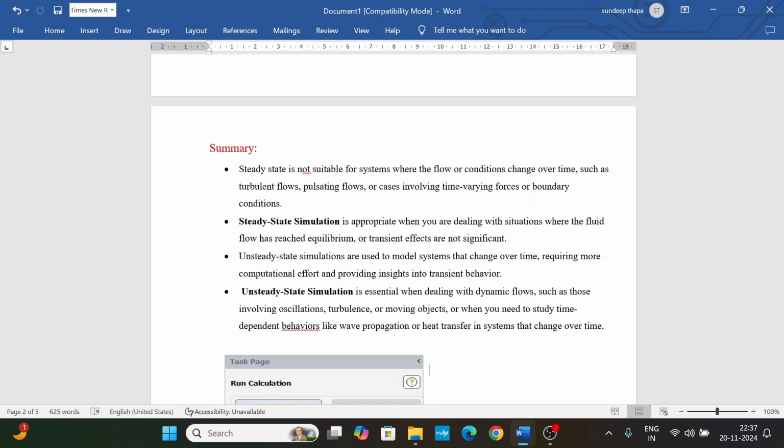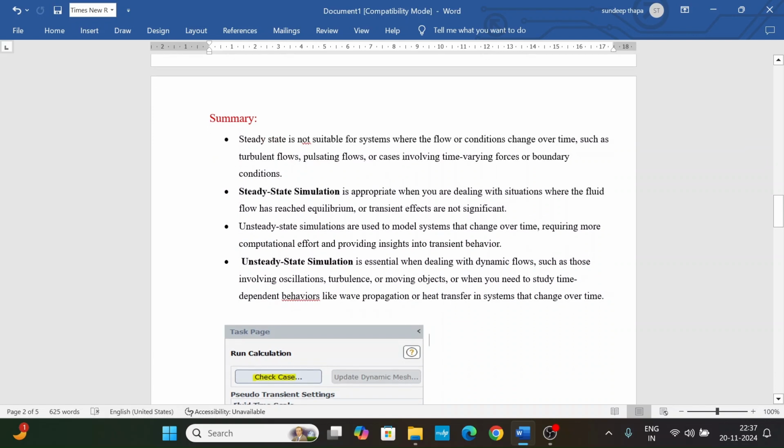So the boundary condition is fixed, but in the real case scenario, the boundary condition is never fixed. It changes due to various reasons, atmospheric changes and temperature changes and all those things. But in CFD analysis, we give fixed boundary conditions. For most cases, yeah, we give a fixed condition.